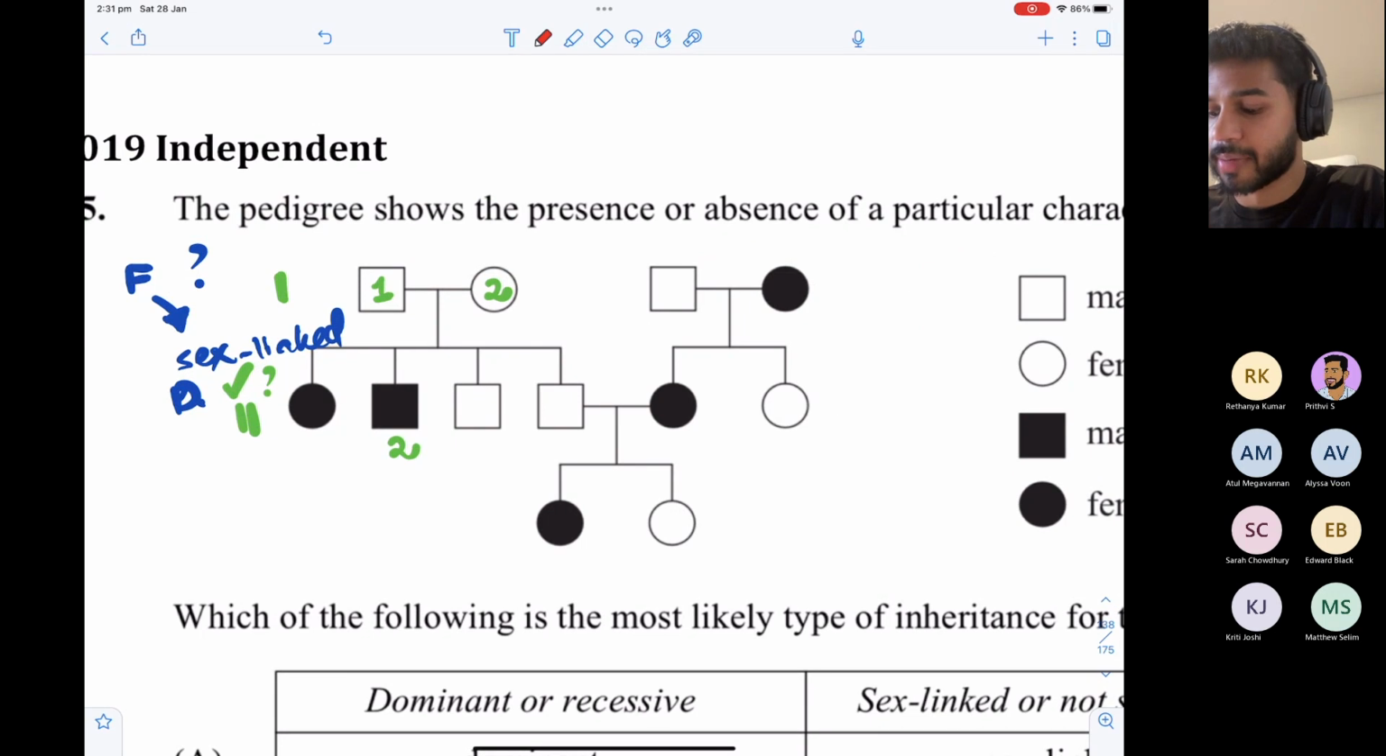So what would the genotypes of the parents be? What would the genotype of the child be? Capital R, lowercase r, capital R, lowercase r. Good. And for the child? Lowercase r, lowercase r. Very good. Perfect, right? So good job, Atul.